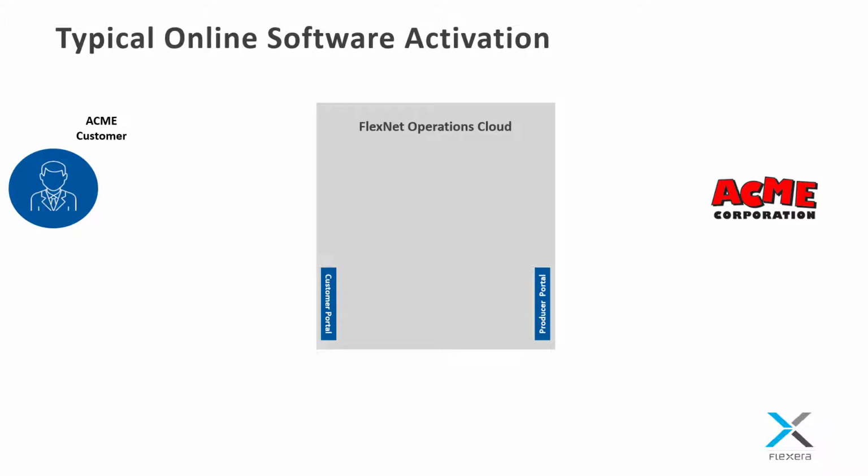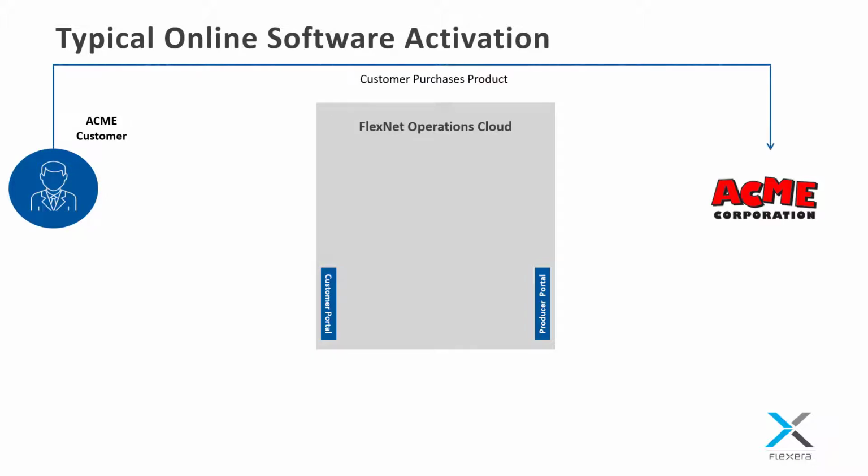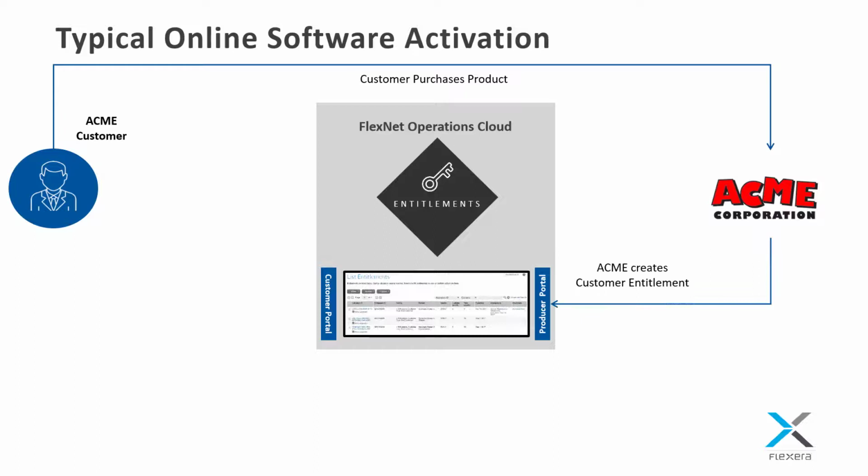To set the stage, let's take a look at a typical software purchase and activation process at a high level. First, the customer purchases a licensed product from the software provider, which in this case is the Acme Corporation. Acme will then create an entitlement for the customer in FlexNet Operations. In a production environment, this is typically accomplished programmatically via back-office integration. However, we'll be entering the information manually in the administrative web portal.